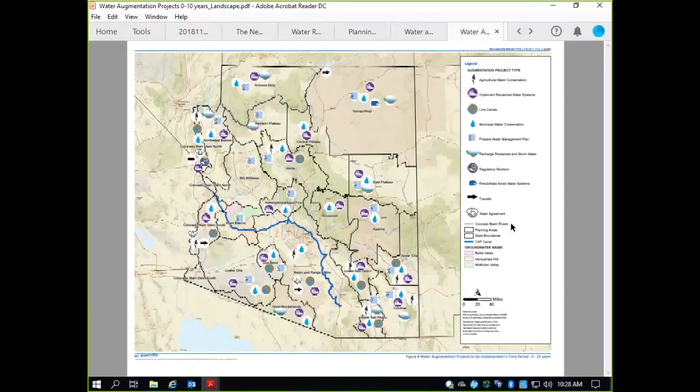Out of curiosity, I know some areas of the state very well, other areas I'm not nearly as familiar with. I'm not answering your question, but I have a question about the Verde, which is one of the areas I'm very familiar with. I'm wondering why the little recharge icon isn't included there. The recharge of planned and storm water. It's down in Cochise, upper San Pedro.